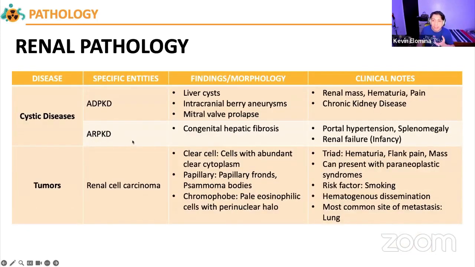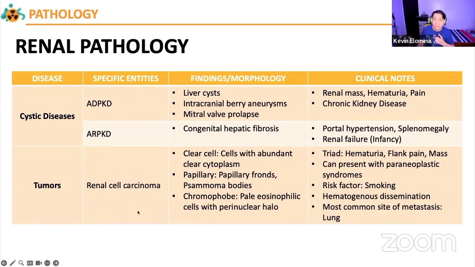For your cystic diseases of the kidney, remember lang na yung dominant siya yung may intracranial berry aneurysms and yung mitral valve prolapse. And then super maraming cyst yung kidney niya. While for your autosomal recessive ARPKD, usually in children, they suffer from renal failure in infancy. And if they survived infancy, they will have congenital hepatic fibrosis.